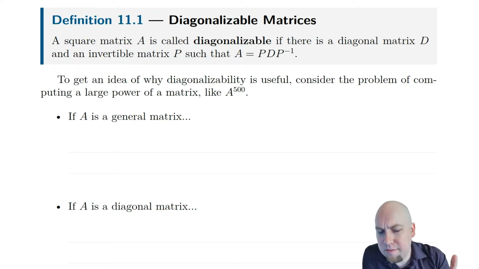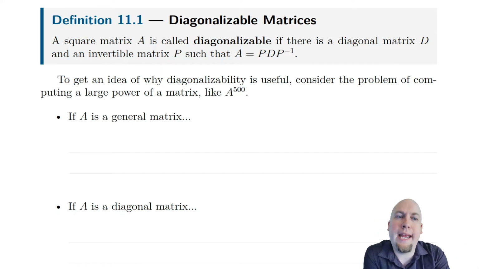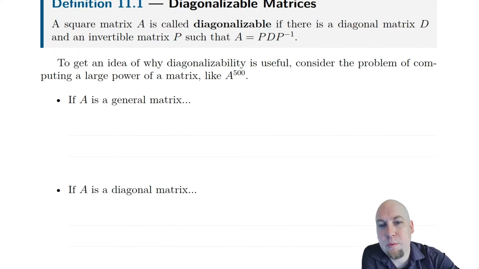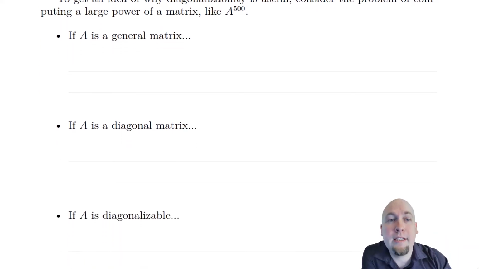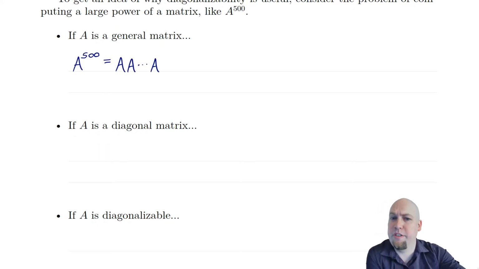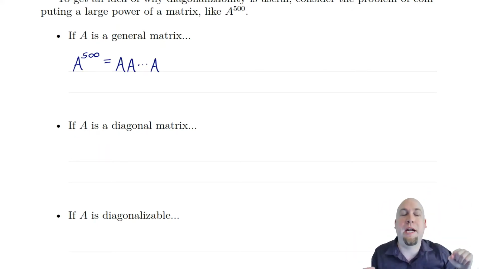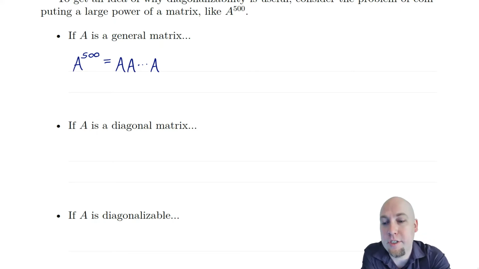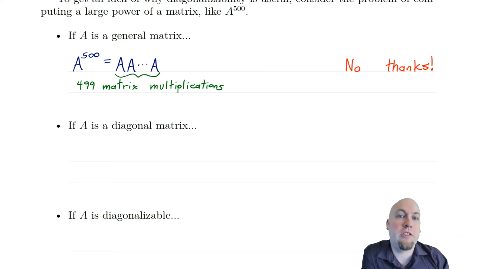To get an idea for why being able to write A in this form would be useful, let's consider the problem of computing a large power of A. Suppose that we wanted to compute A to the power of 500. There are a few different ways that we could go about computing this. One way is to just use the definition: you write down 500 copies of A next to each other and then do all those matrix multiplications. In particular, that's going to be 499 matrix multiplications, which sucks.